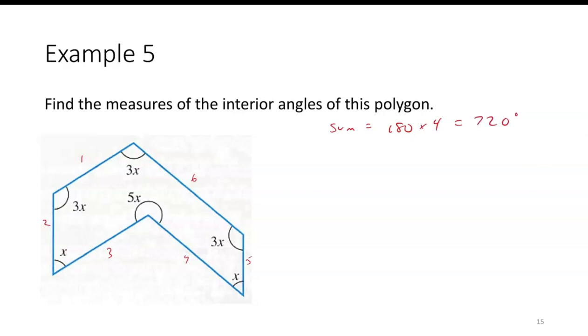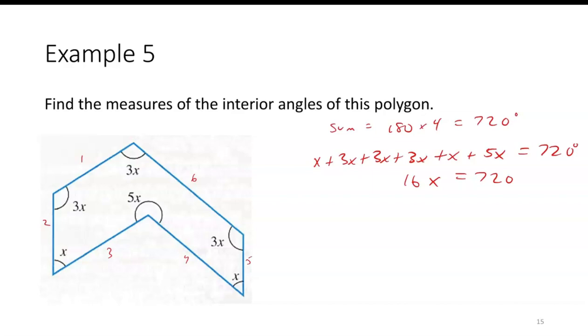Okay. And now we have our angles on the inside are x, 3x, and 5x. So we go in order. We have x plus 3x plus 3x plus 3x plus x, and then plus the reflex angle that is 5x. That comes out to be 720 degrees. So 3 plus 3 plus 3 is 9, then 10, 11, I guess that's 16x equals 720.